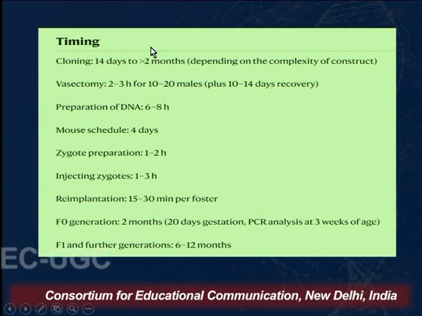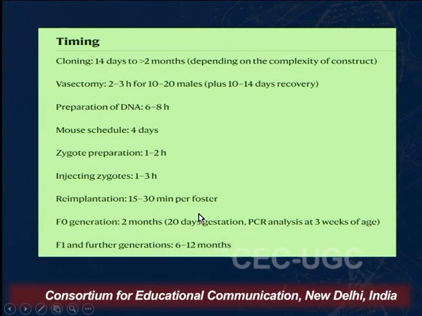You can see that we start with the cloning of the gene of interest, and then after cloning of the gene of interest, we superovulate the females, we do the microinjection, then we retrieve the fertilized eggs and reimplant them into the foster mothers. The zygote formation is there, and then the breeding is done so as to create the founder animal. Basically these steps do not take much time, and they can be done one after the other.